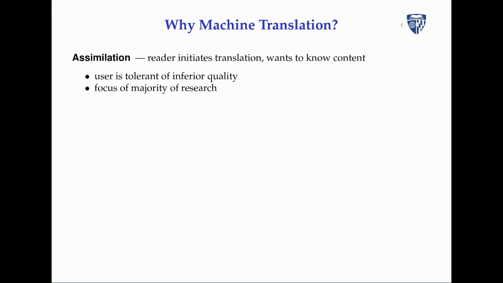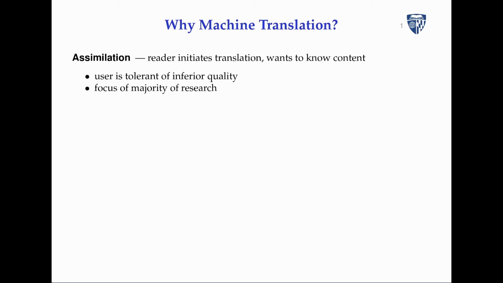So let's just take a big picture view of machine translation. What is actually the purpose of machine translation? This can be categorized into three major categories. The first one is assimilation.